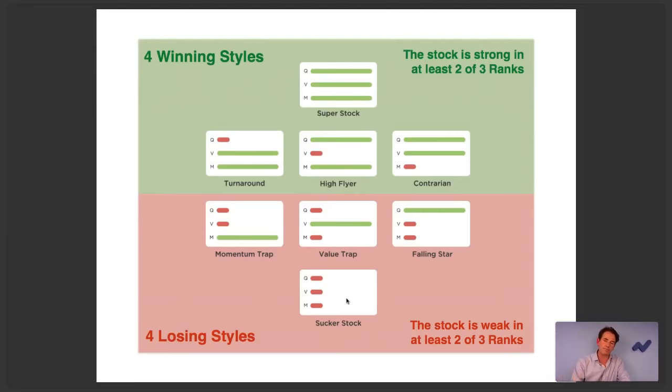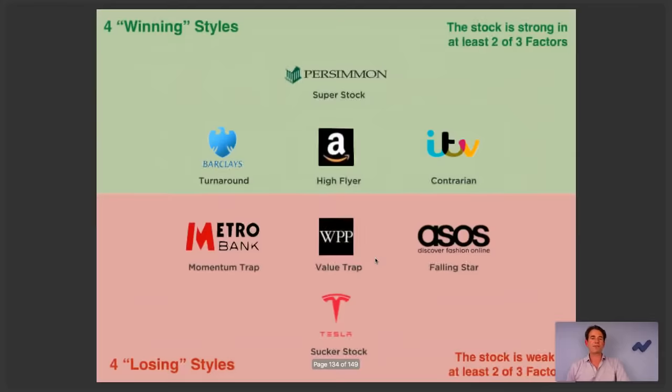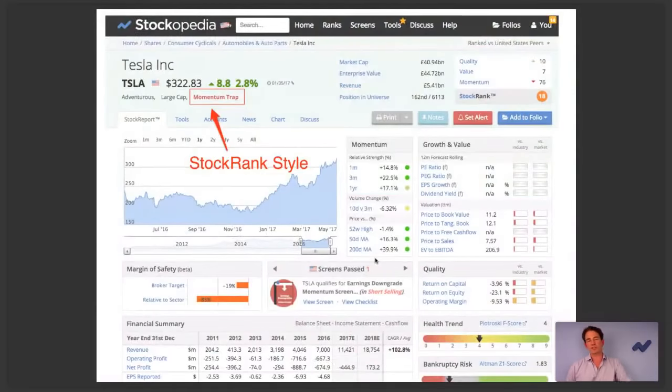So if you are buying lower ranking shares and you see a label like sucker stock or momentum trap, just remember and think back to those win rate slides that I showed you earlier. You've certainly still got a chance of finding a winner in these buckets, but it's just a lower probability. Just before I show you the performance, you'll find the styles right here at the top of stock reports. There's the risk rating, there's the StockRank style, and you can always refer to it there at any time.